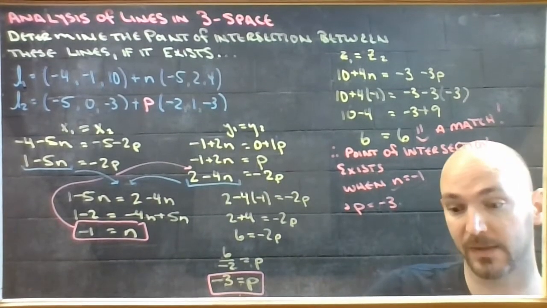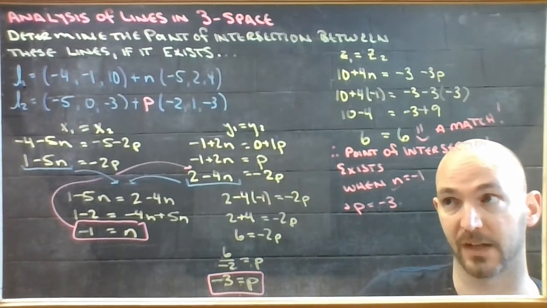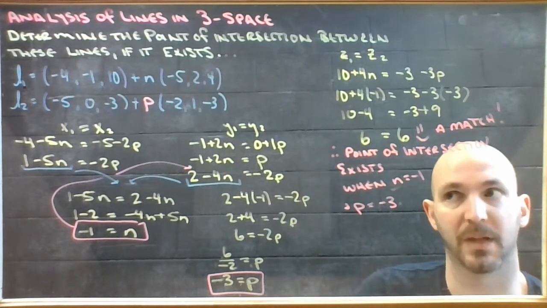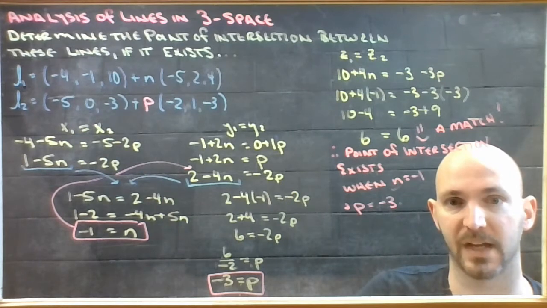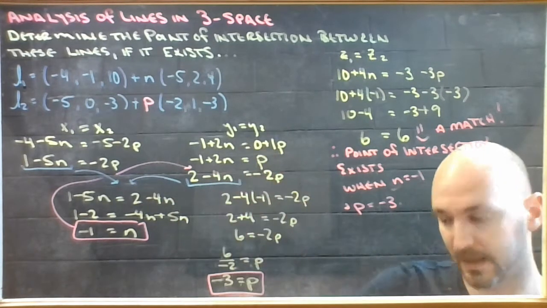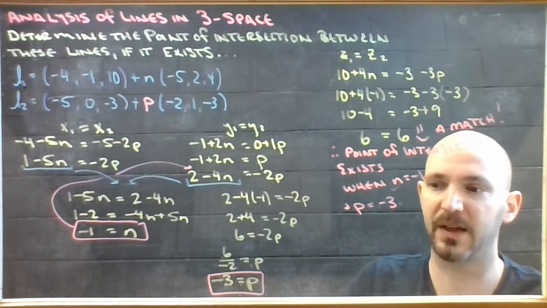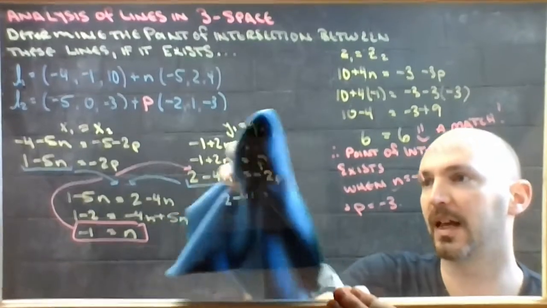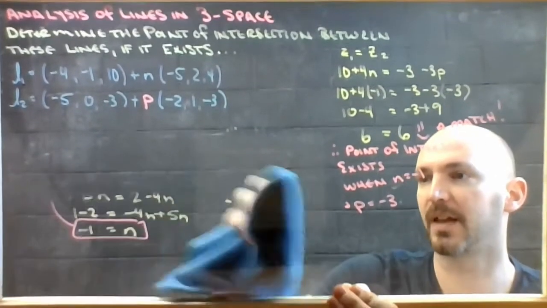Now, you notice that I was asked to determine the point of intersection between these lines, if it exists. Well, I proved that it exists, but I don't actually have the point of intersection yet. So I'm going to need a little bit of space, so I'm going to erase this. But while I do, I want you to think about how we're going to get the actual location of that point of intersection.